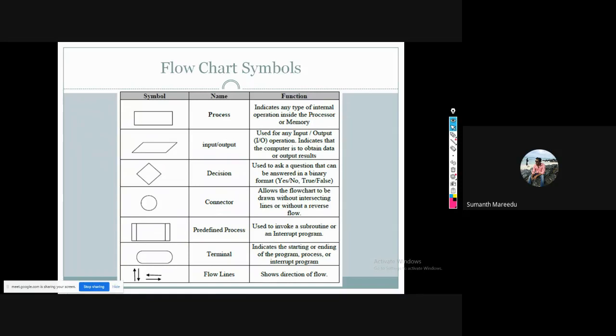Okay, we can use this rectangle symbol. It indicates any type of internal operation inside the processor or memory. Any kind of internal operation.